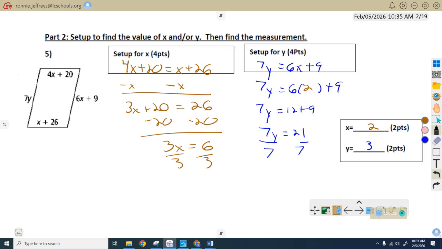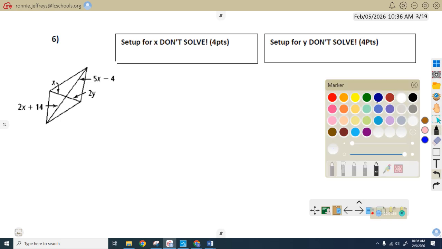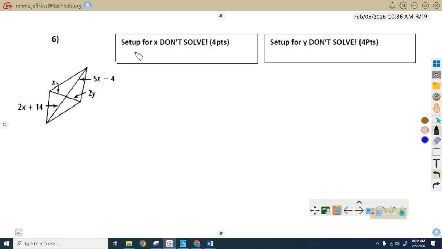So now something like this, if you have right now the test B, it says something like opposite sides of this thing are what, and you would put congruent, and you'd have to set it up like that. Okay. All right, that was number 5. Number 6, it says set up and don't solve. Hopefully everybody read that today.